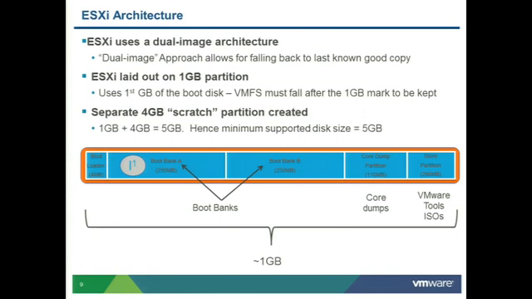We have a diagnostics partition where we store things like core dumps and things like that. Then we have a store partition, which is where things like the VMware Tools ISOs get placed. So that's the first gigabyte.